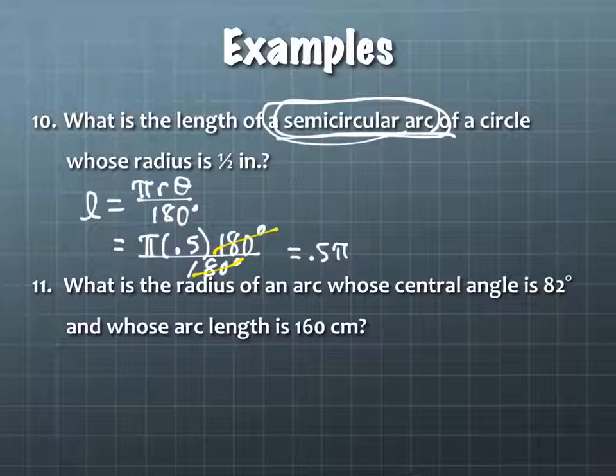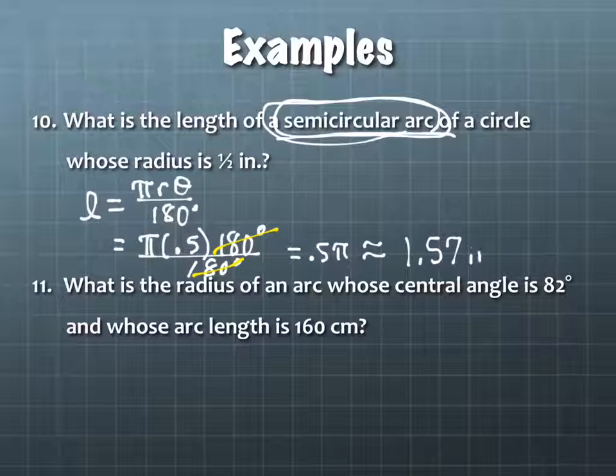And what is that if we turn it into a decimal approximation? We're going to decimal approximate everything, by the way. You don't ever want to leave it with the pi. No, and the reason is because we're talking about something that's actually measured. And if you told somebody that it was 0.5 pi inches, they're going to look at you like, I don't know how to measure that. So that's the why. What is 0.5 times pi? 1.57 inches.